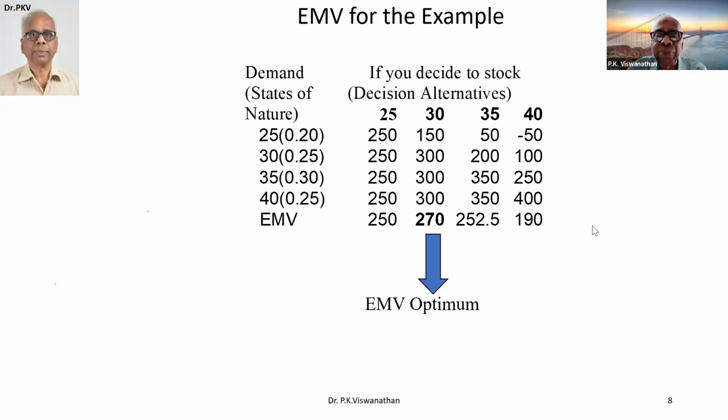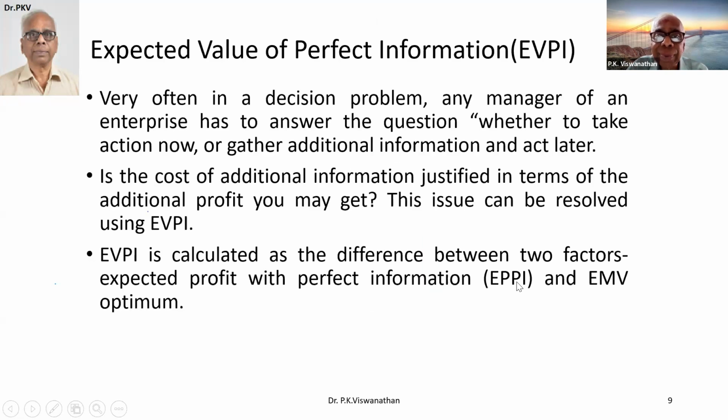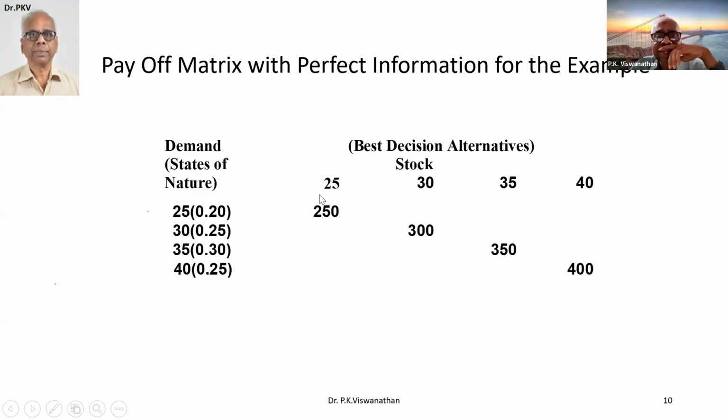Okay. So this will be 250. Supposing the expert says 30 dozens, you will stock only 30 dozens. You will not stock 25. In other words, 25 dozens, 30 dozens, 35 dozens, 40 dozens are the alternatives. But if the expert says 25, you'll stock only 25.